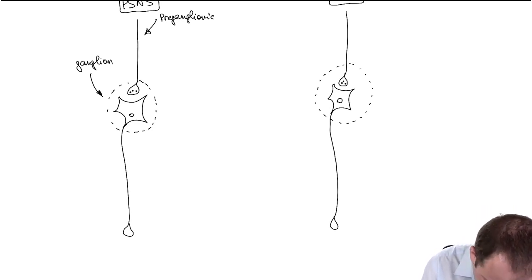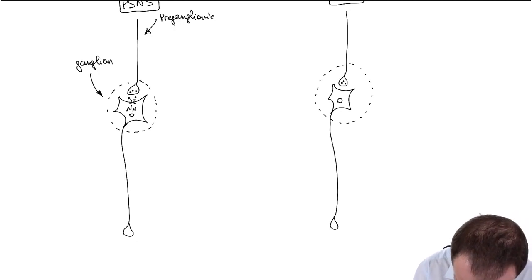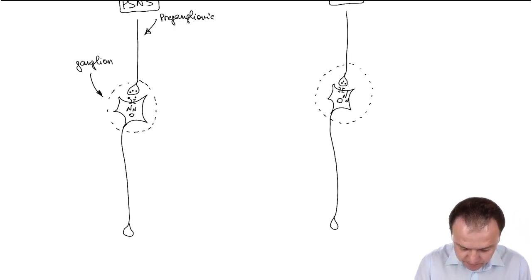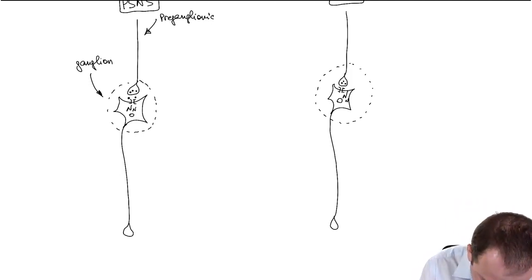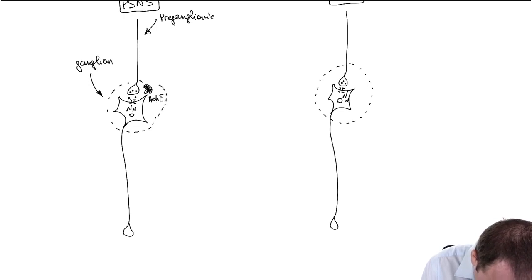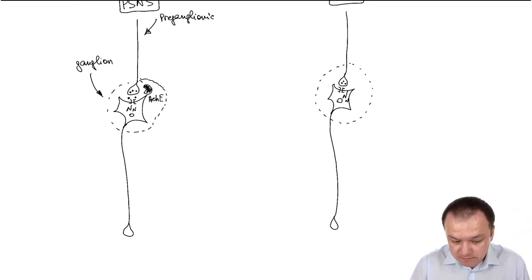release acetylcholine. And acetylcholine interacts with the N subtype of receptors on neuronal cells, the neuronal subtype of receptors. Also, we have acetylcholine esterase here, and this acetylcholine esterase is responsible for acetylcholine breakdown and degradation.